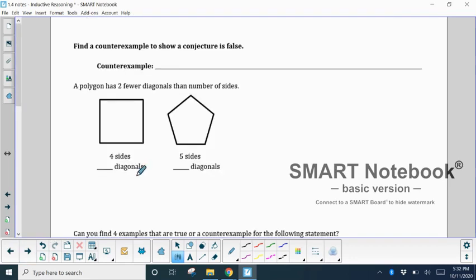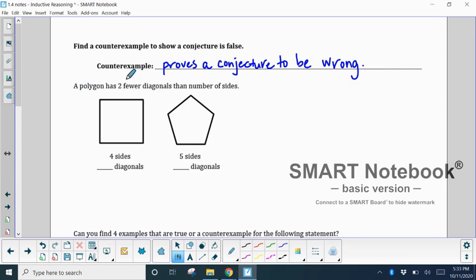All right, so the second part of this lesson focuses on examples and counterexamples. So it says find a counterexample to show a conjecture is false. So basically, a counterexample proves a conjecture, or an educated guess, to be wrong. Remember, conjecture just means educated guess. Okay. So a counterexample is going to say, let's say the pattern is adding 5 every time. Well, you would just have to show that that pattern of adding 5 doesn't actually work every time.